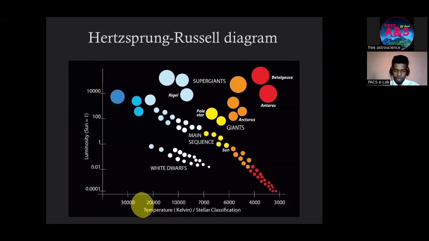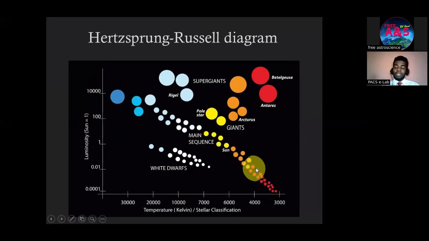Here, the horizontal axis is the temperature. The vertical axis is the luminosity. Temperature increases from right to left, while the vertical axis is logarithmic. So if you arrange all the stars in the Milky Way galaxy, the ones we could find, they will all lie here. These are the main sequence stars.